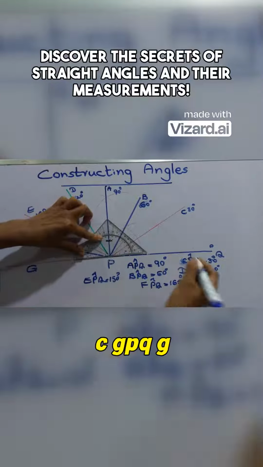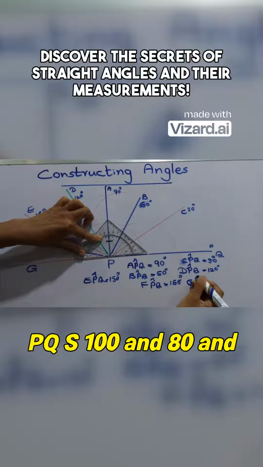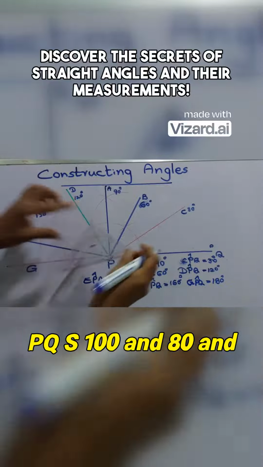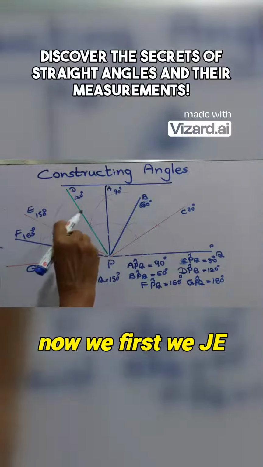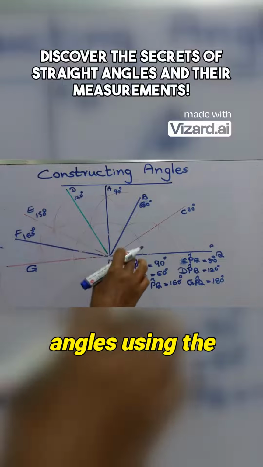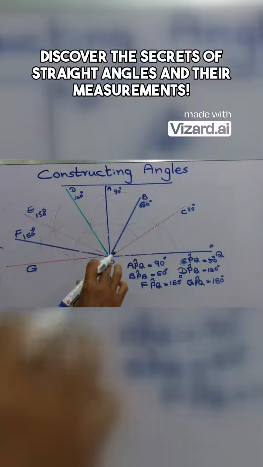GPQ as 180 degrees angle. Now we measure that. First we drew angles using the compass, then we measure using the protractor.